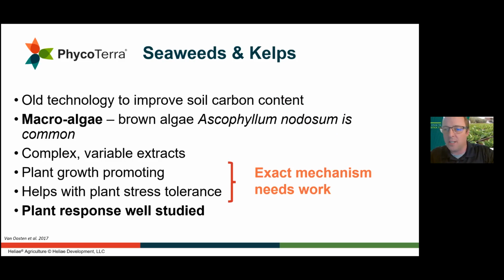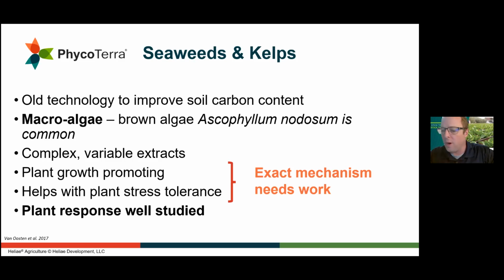Complex variable extracts. When you read through that academic literature, lots of focus on how the seaweeds and kelps help with plant growth, promoting plant stress tolerance. And so there's been a lot of great work showing, hey, if I need to influence my plant stress, a seaweed and kelp is a great way to get there. I used to use a seaweed product to help with heat stress down here in the desert, to help keep fruit on the tree, bolls on the cotton, that sort of thing.